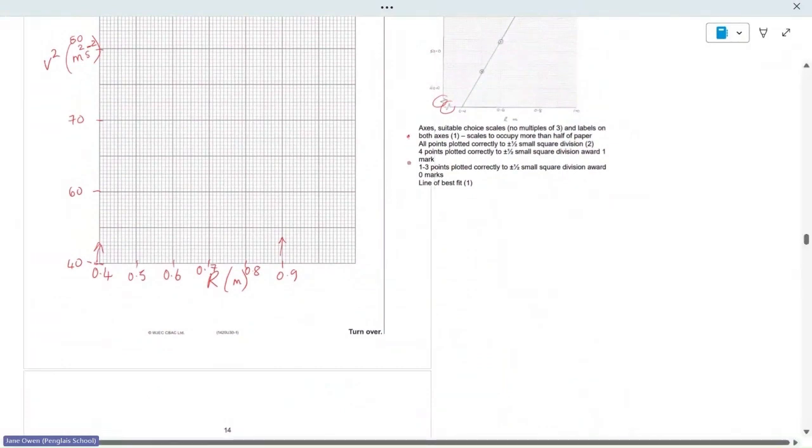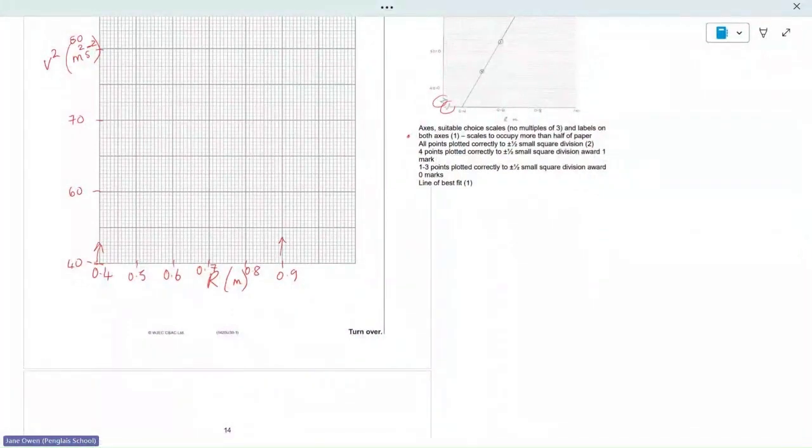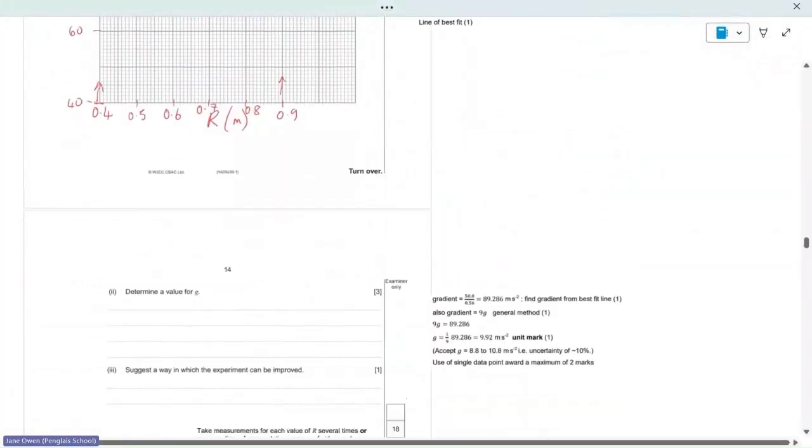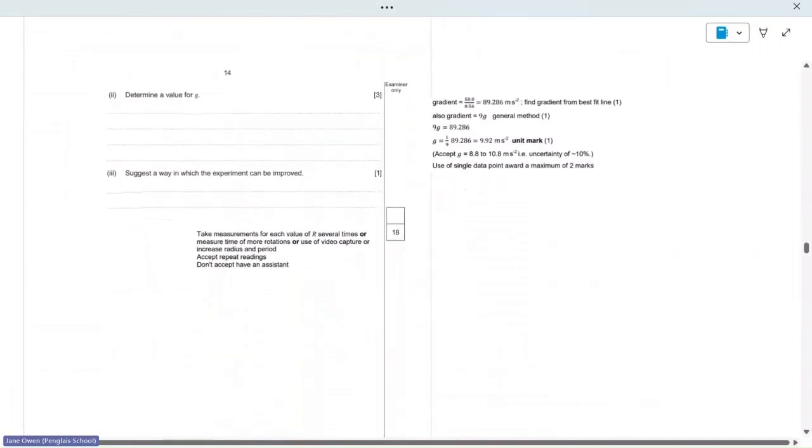You've got the axes, you've got the labeling, you've got the sizing, no irregular scales. And I could go on all day about graphs, as James will know. I won't. I'll carry on.